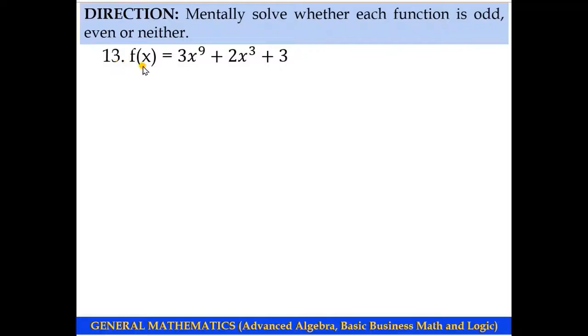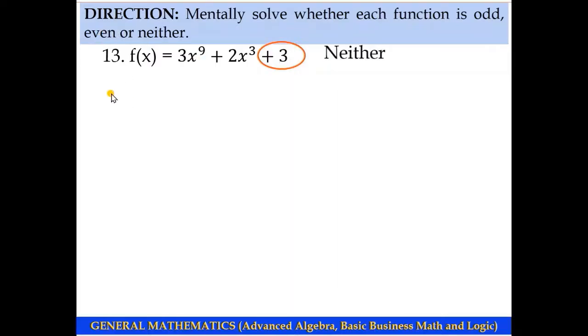Number 13 is a polynomial function of degree 9 with 3 terms. F of x is equal to 3x raised to 9 plus 2x cube plus 3. The exponents are 9, 3, and 0. And because the exponents are a combination of odd and even, this makes this function f of x is equal to 3x raised to 9 plus 2x raised to 3 plus 3 neither an odd nor even.